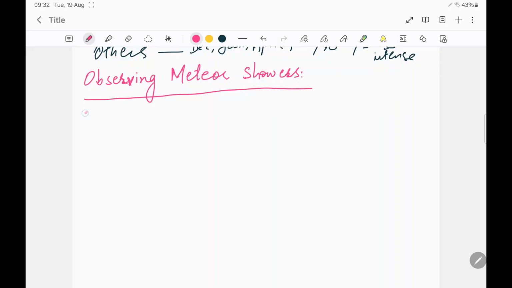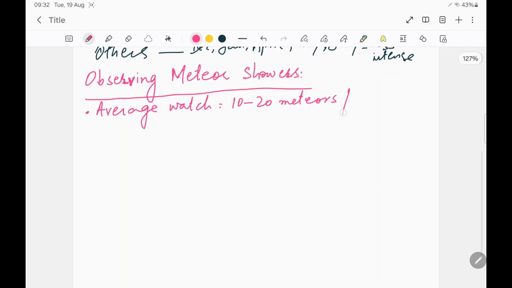So, normally the average watch of these showers is actually 10 to 20 meteors per hour. So, this is the average or normal meteor shower.